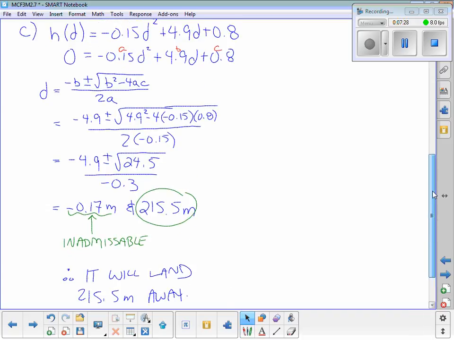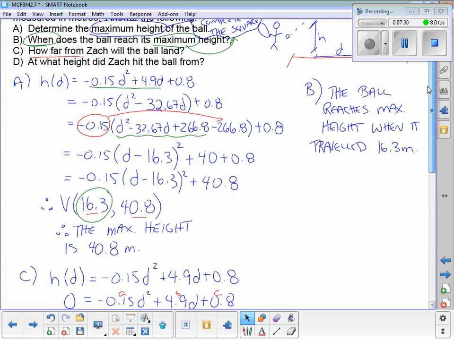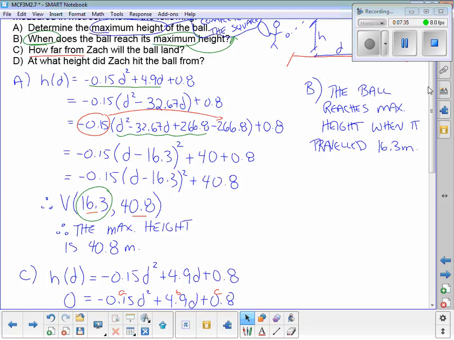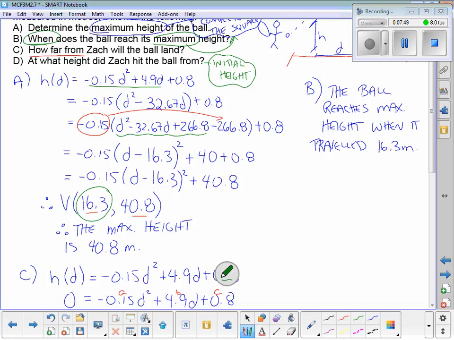All right. Final one is question D. What height did Zach hit the ball from? So again, you have to read between the lines. At what height was the ball hit from? So this is the initial height. That's what the height was initially. So this question's basically asking what was the height of the ball when it hadn't moved yet.